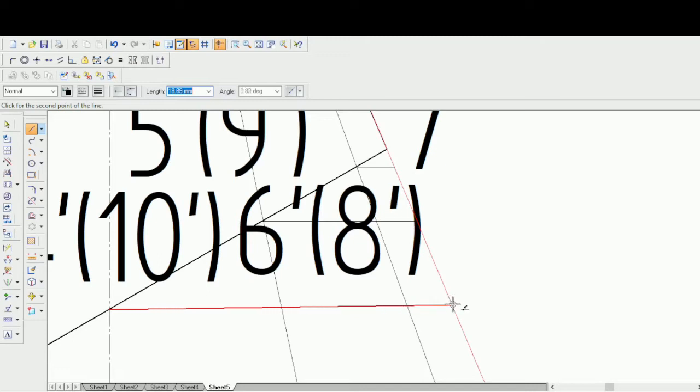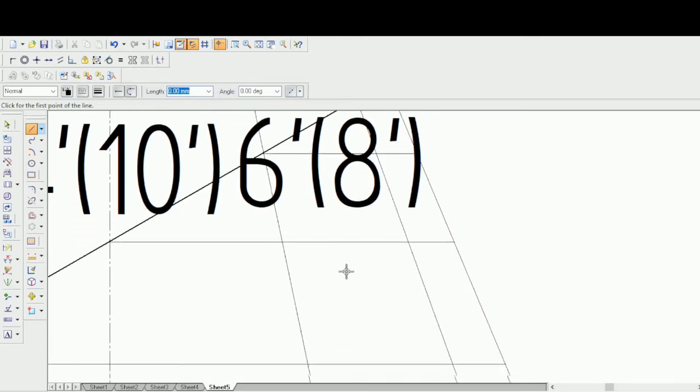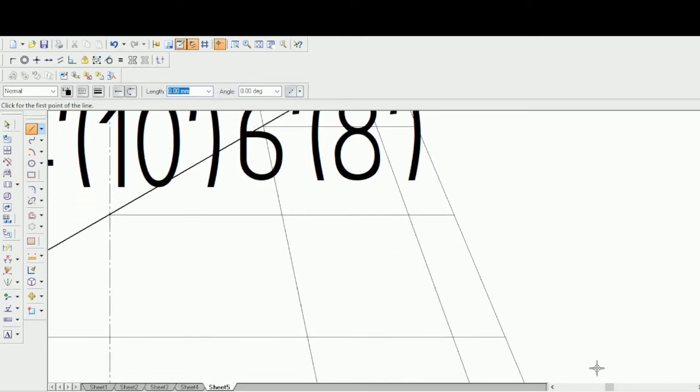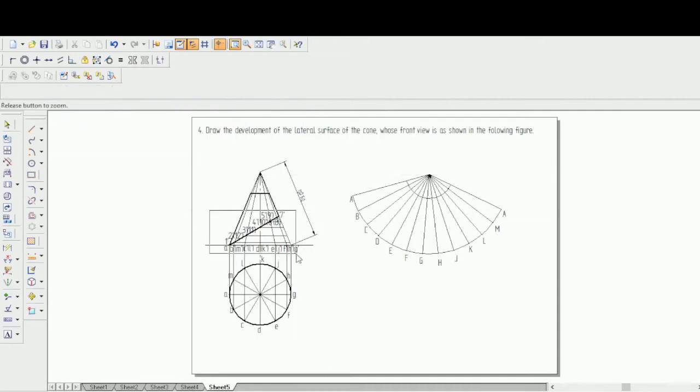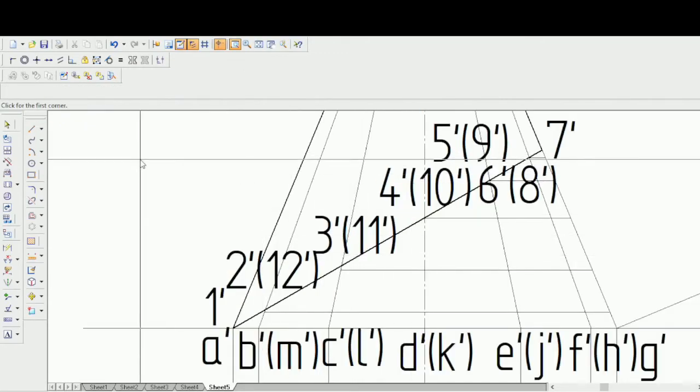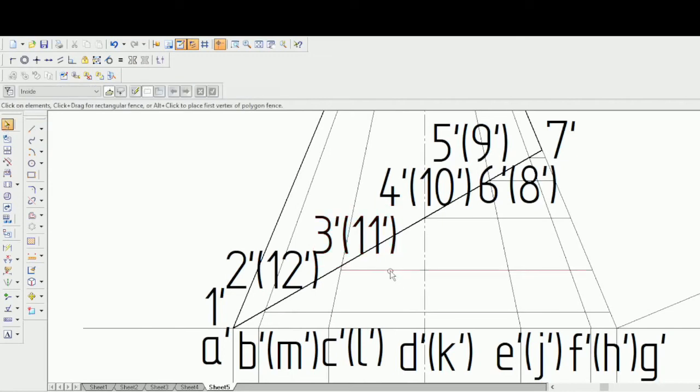Let's join this line as well. If you're not getting a straight line, for a horizontal line you can enter the angle as 0 degrees and you will get that straight line. Similarly, if you're not getting the correct line, you can zoom in there. You can fit and zoom back here. So you can zoom and draw the lines so that you draw the correct, mostly horizontal lines.